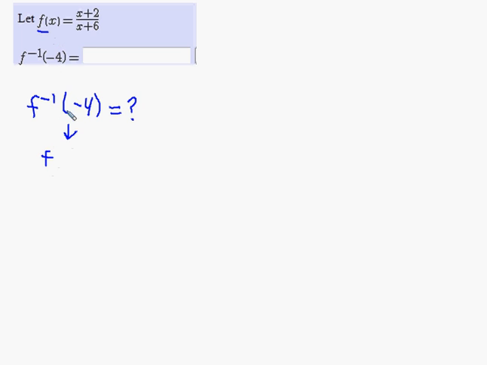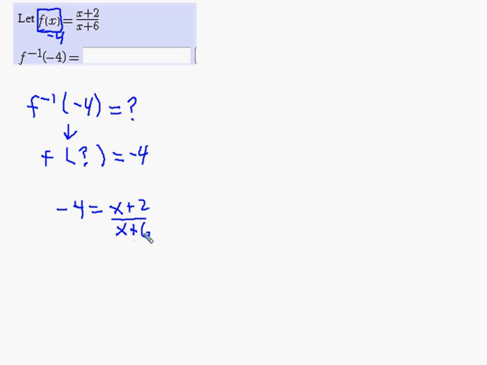Since I was given f, let's translate this into f, and the relationship between a function and its inverse is that the assignment of which is the input and output gets switched. So the question mark would now be the input instead of the output, and -4 being the input of f inverse would become the output of f. Meaning in terms of f, it's the output here that I'm going to replace with -4. So doing so would give you the equation -4 equals (x + 2)/(x + 6).